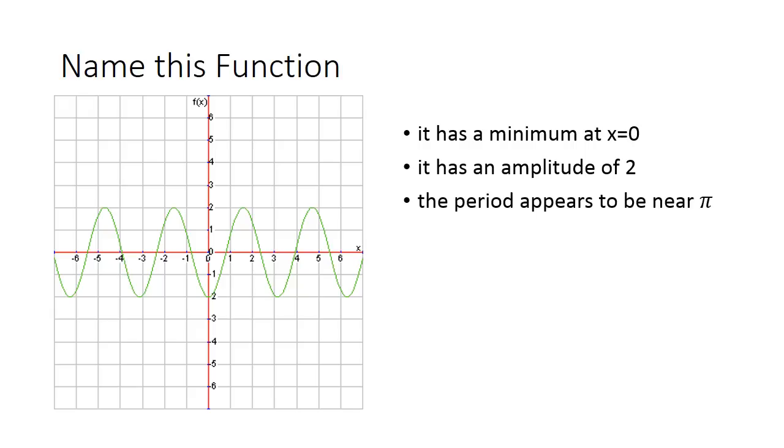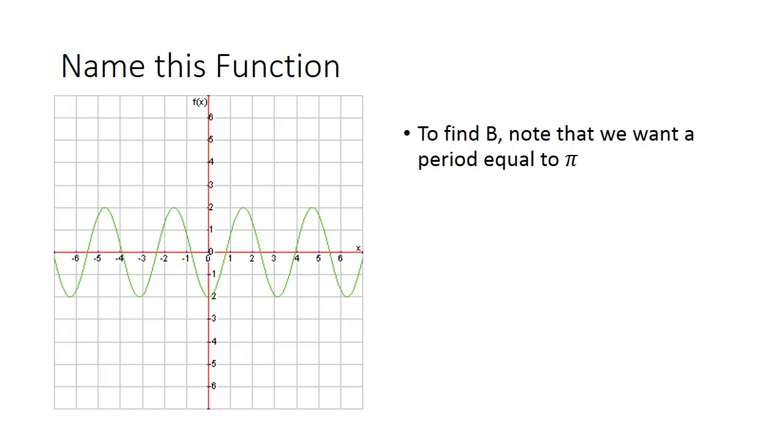Now let's put all that together. We know there was a minus sign involved because it's the cosine and it's been flipped. And we know it has an amplitude of 2. We really don't know what b is yet, but we know we want the period to be pi. To find b, let's use the formula that we've already learned tonight. Period equals 2 pi divided by b. We want the period to be pi.